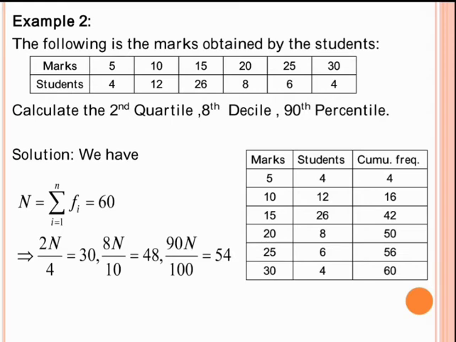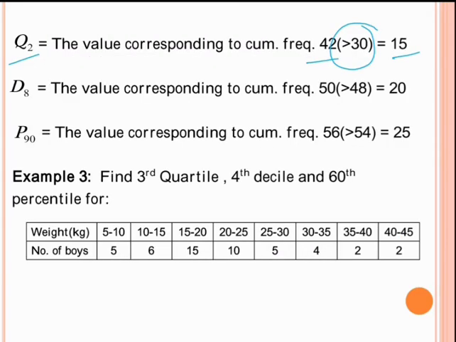See, this 30, where does it come? Take the higher value than 30 in cumulative frequency. 30 comes after 16. Okay, means the term more than 30 over here, first is 42, and the corresponding xi will be its value of Q2, that is 15, right?